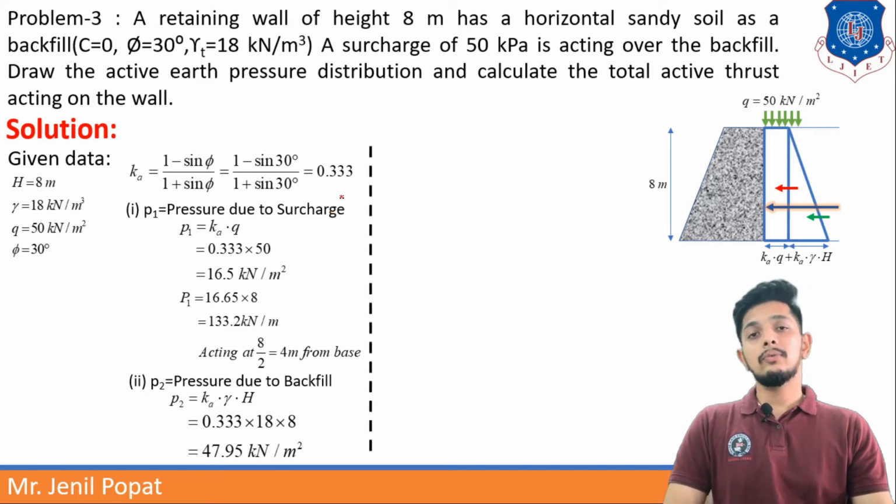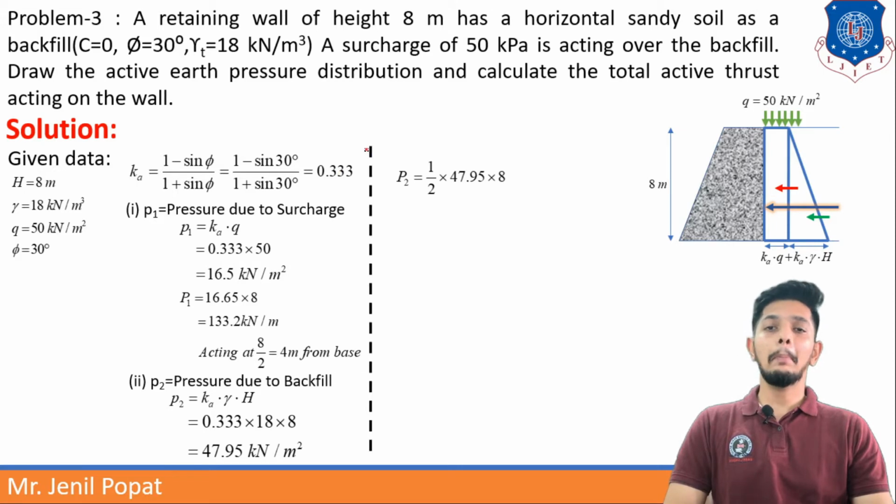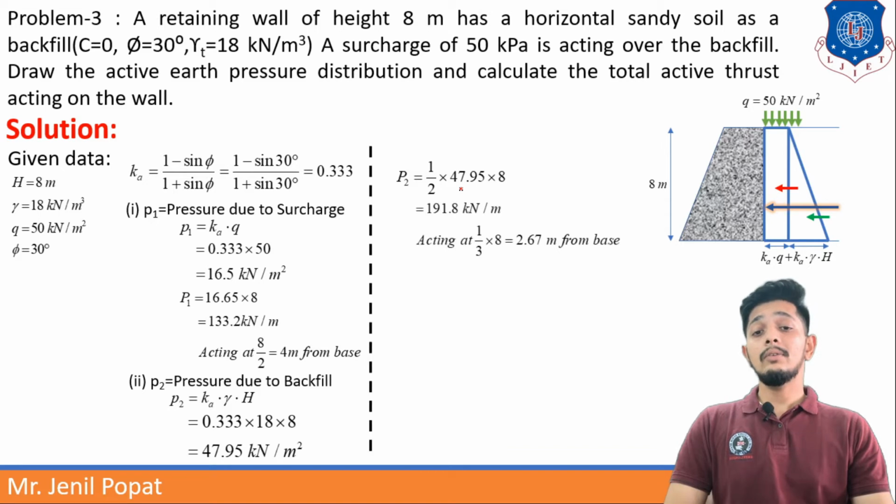Converting into pressure force, P2 force, which is capital P2. Now it is in a triangular form, so I'll write the area of the triangle. So 1/2 height into base, 1/2 into H, that is 8 meter, into base, that is pressure, 47.95. The value is coming out as 191.8 kilonewton per meter. Now where will it act? It will act at H by 3 from the base. So 8 by 3 will be 2.67 from the base.